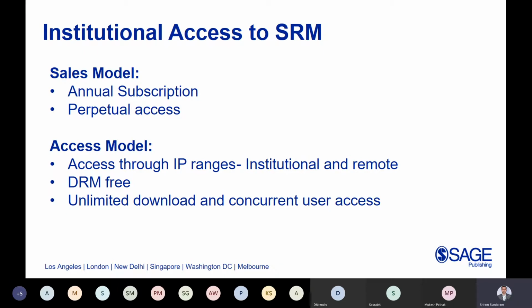That's the second model. So depending upon the funding, if it is just going to be one-time funding, then you can go for perpetual access. Perpetual will be slightly costly. Annual subscription is where you subscribe every year and the access will keep continuing, as simple as that.